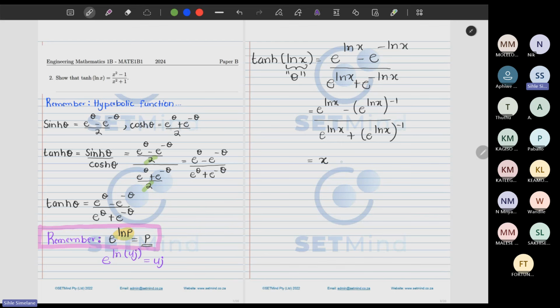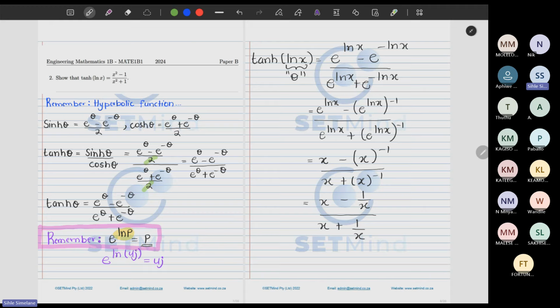And then if you look at the other part, inside there, e to the ln of x is going to be x, but to the power of minus 1, divided by, below we'll have x plus x to the power of minus 1. And now we can go ahead, guys, and try and solve this. So we'll have x minus x to the minus 1. By now, you guys should know that it's 1 over x divided by x plus 1 over x.